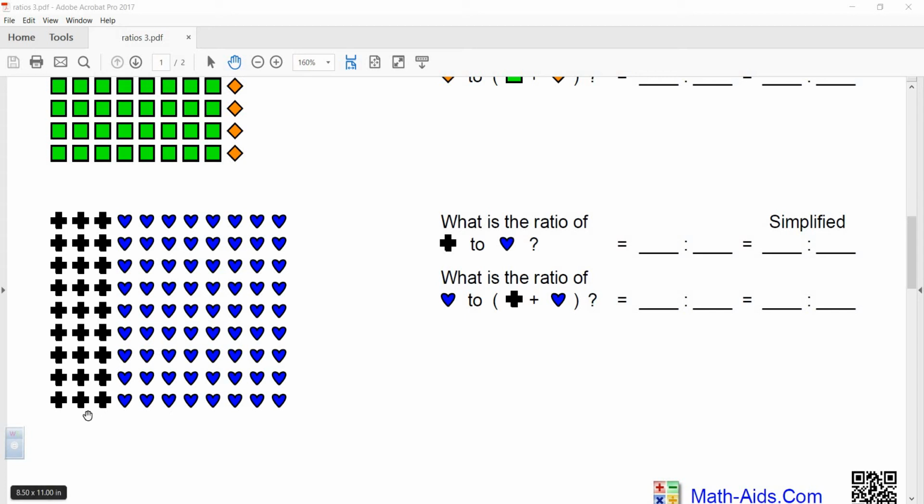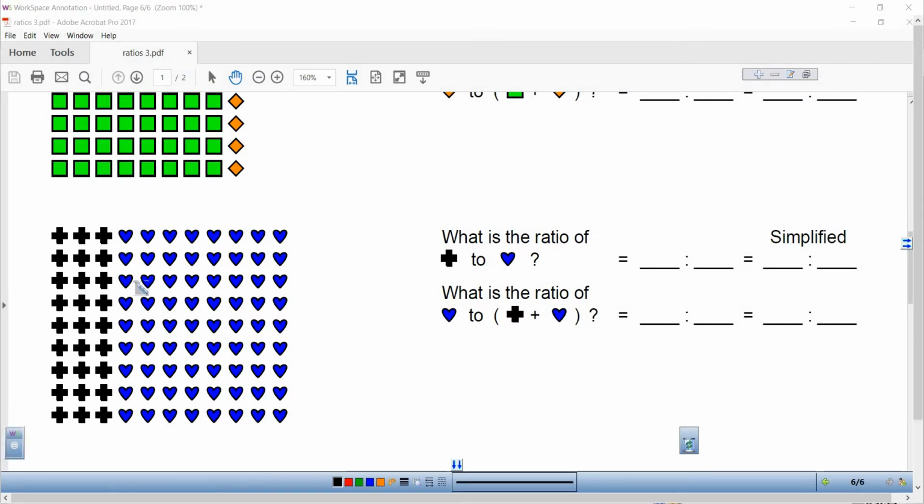So here we go. We've got these black pluses and these blue hearts. This problem says, what is the ratio of black pluses to blue hearts? And you can see here they are using the colon to compare them. And then they want us to go ahead and simplify when we are done. Again, that process was talked about in the Khan Academy video. So let's go ahead here and take a look at what we have.